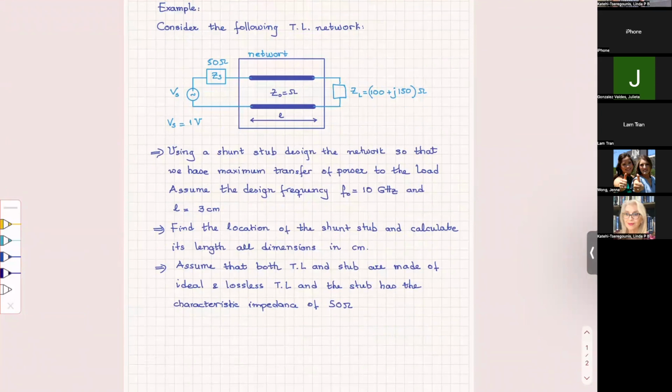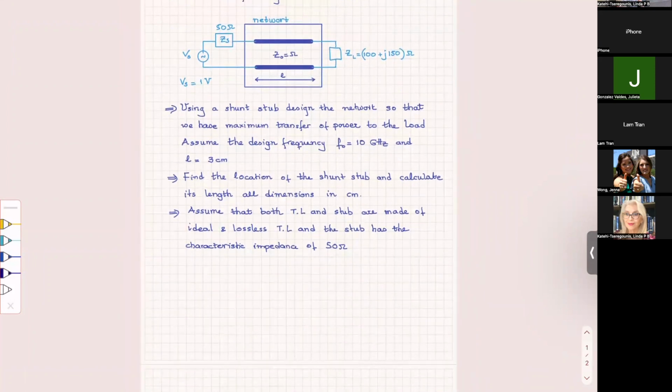So let me redo the schematic to see what we have to find. Obviously, we will have to place a shunt stub somewhere on this line. There is one more restriction, but before I get there, we have to find exactly its location, and we will have to find its length. It's a shunt stub. We don't know whether it's open or short yet.